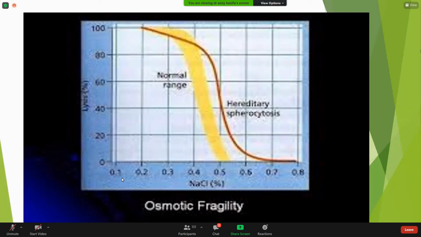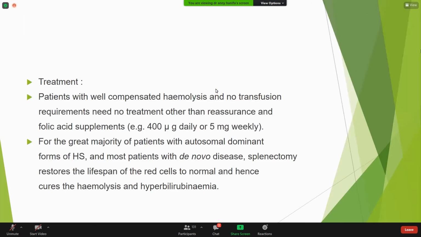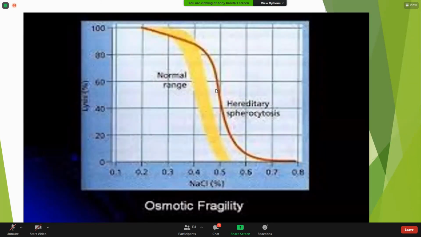On the x-axis, you can see the normal saline or salt solution concentration. As we decrease the strength of the sodium chloride, that is, as we increase the hypotonicity, there is an increase in the red cell lysis. So these spherocytic red cells cannot withstand the hypotonic salt solution, and when they are subjected to increasing strength of the hypotonic solutions, since they are very fragile, they are hemolyzed.